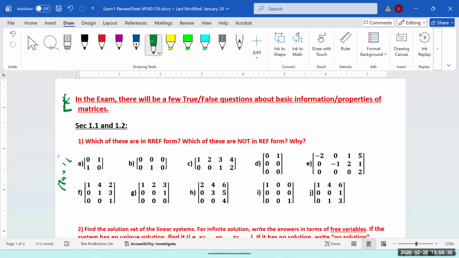Why is my ink not working? Come on. Question number 1, maybe, not sure. If I have space.